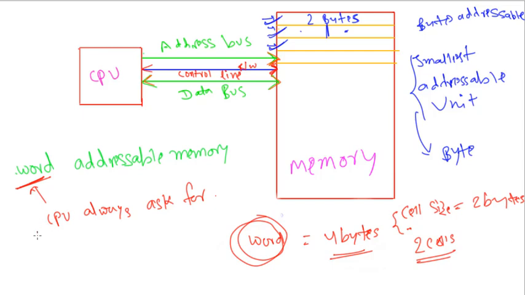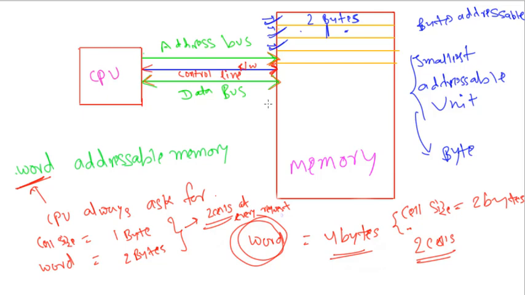If let's say cell size is 1 byte and word size is 2 bytes, in that case memory has to return 2 cells at every request. Now you can easily guess, when I say word addressable memory, then what do I mean? I mean that cell size is 1 word. If I am saying byte addressable memory, then cell size is 1 byte. If I am saying 2 byte addressable memory, then cell size is 2 bytes. If I am saying word addressable memory, then cell size is 1 word.